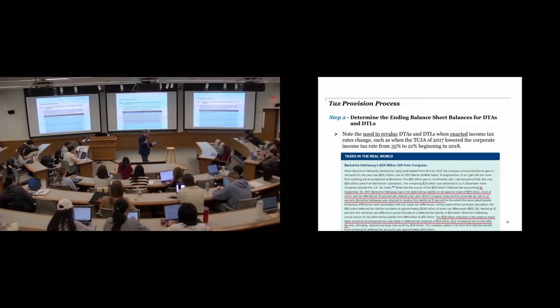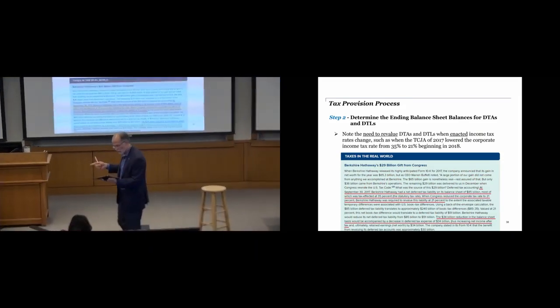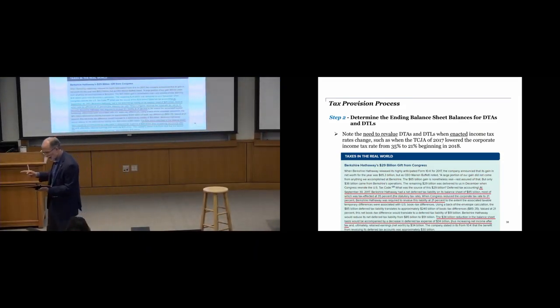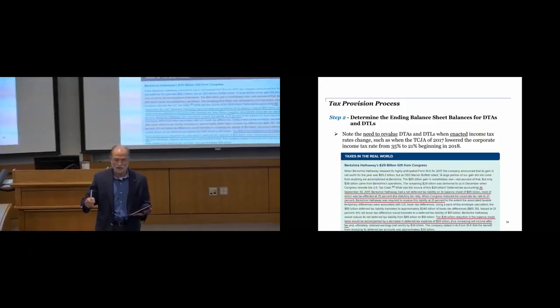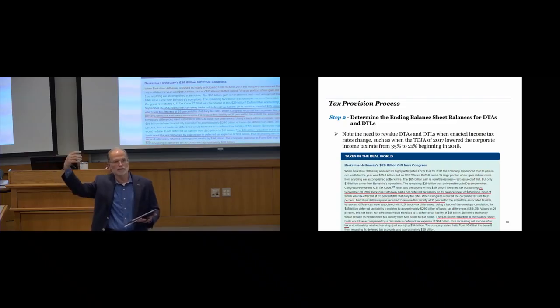So when the law changed and they reduced the corporate tax rate from 35 to 21, Berkshire Hathaway was required to revalue the liability at 21. These items were going to reverse in years where the tax rate is now 21.